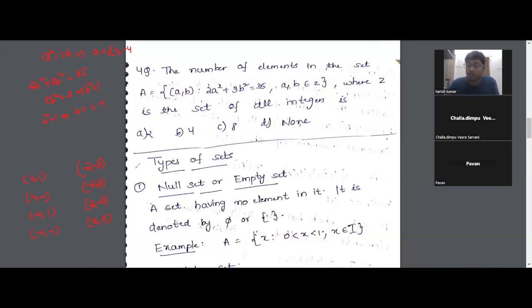Now, can I continue further? No, I cannot continue further. Why? Because the next square is 25, and 2A square itself is becoming 50. Now, for 50, I have to add some number and it has to become 35. That's not at all possible. So I'll stop it here only. So how many ordered pairs did I get? I got 8 ordered pairs. So option C is my right answer.